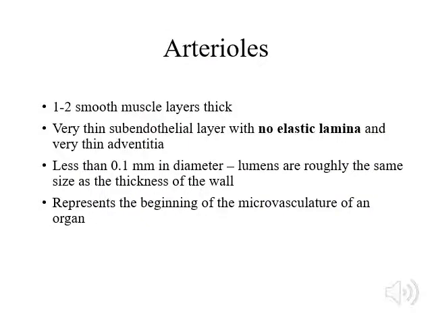The arteries will continue to branch and get smaller and smaller, and eventually they reach the point where they are composed of only 2 layers of smooth muscle within their tunica media, at which point they are coined arterioles. Arterioles represent the beginning of the microvasculature of an organ. They are generally less than 0.1 millimeters in diameter, with their lumen being almost as big as the thickness of their wall. The subendothelial layer within the intima layer is very thin. There is no elastic lamina within the tunica media, and the adventitia is so thin that it is almost inconspicuous. Virtually all arterioles will eventually branch to give rise to an anastomosing network of capillaries.